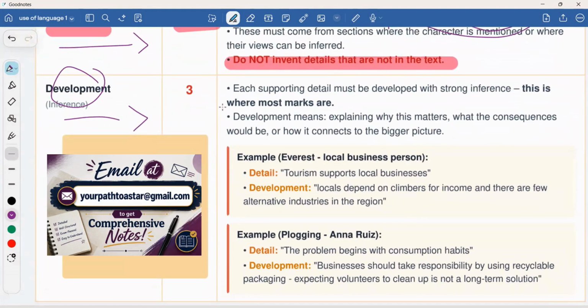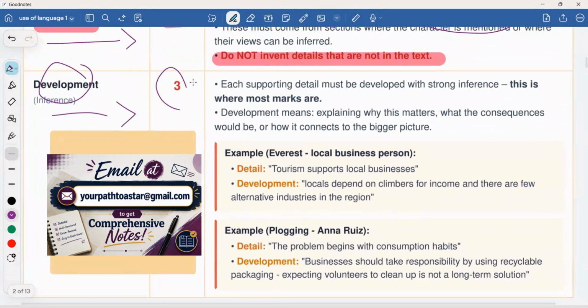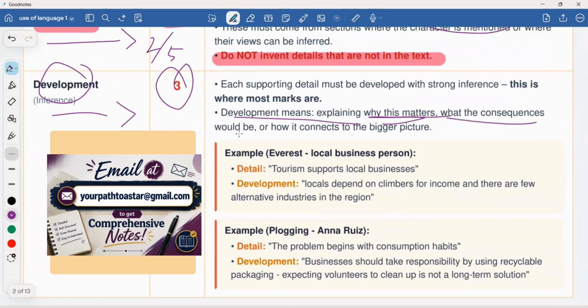This is the most important thing. This is how you can get the highest marks, more than 2 marks in this question. That's why students don't get more than 2 marks in this question, because they don't get the development right. What is development? It is basically explaining why your supporting detail matters, what the consequences would be, and how it connects to a bigger picture.